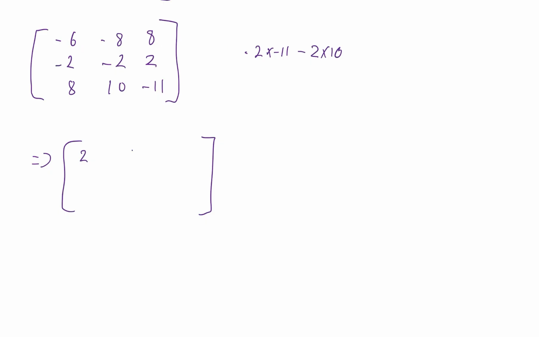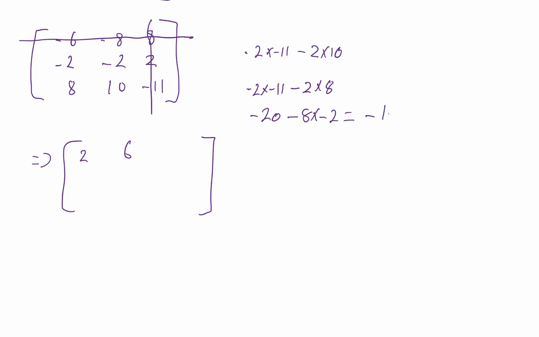And then we have to find this one. We cancel this out. And it's going to be minus 2 times minus 11 minus 2 times 8, which is going to give us 6. And then we still keep that. And we do the same thing. Minus 2 times 10 is minus 20, minus 8 times minus 2 gives plus 16, which is going to equal minus 4.